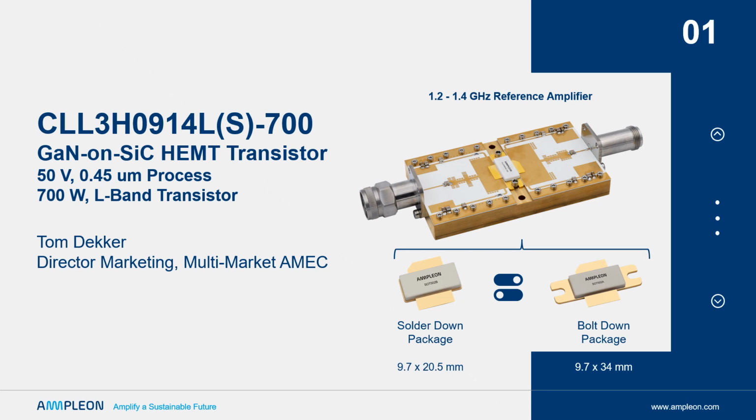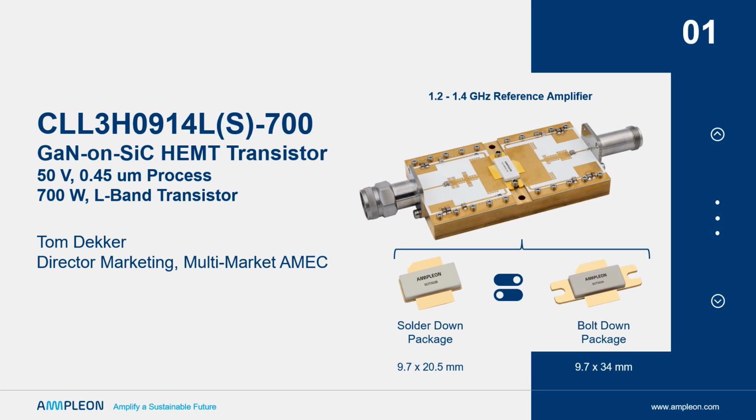Welcome to Amplion's audio brief featuring our 700 watt L-band GaN on silicon carbide HEMT transistor. This transistor is a 50 volt 0.45 micron process configured onto a thermally enhanced package in either bolt down or solder down package styles. This transistor has been specifically engineered for high power performance while operating under long pulse signals, all the while maintaining a reliable channel temperature under 225 degrees C.